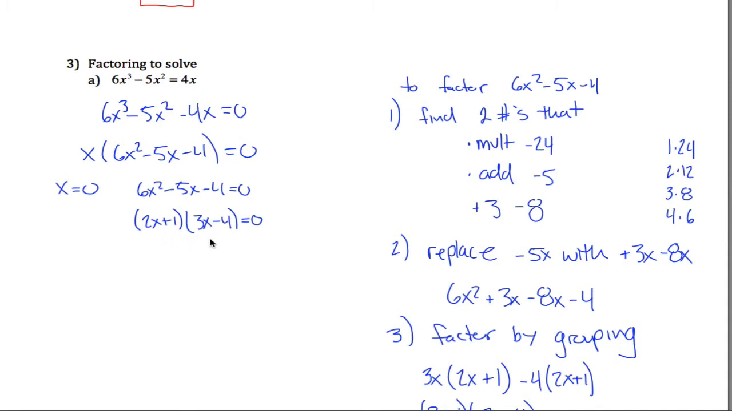What I now have are two things multiplied together that equal 0. That tells me it's either 2x plus 1 equals 0 or 3x minus 4 equals 0. So either 2x equals negative 1 or 3x equals positive 4. Either x equals negative 1/2 or x equals positive 3/4.